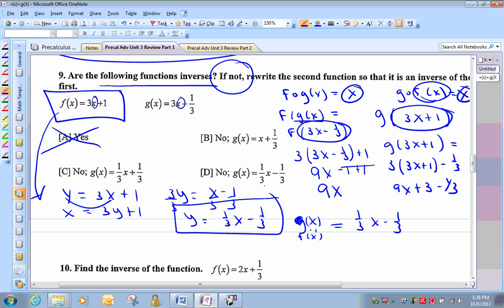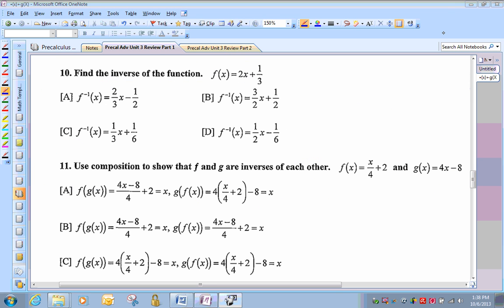So 1/3 x minus 1/3 looks like this one right here. There's our answer. You might pause and think through that a little bit. You will be having to find inverses on your test. All right, we have more practice.